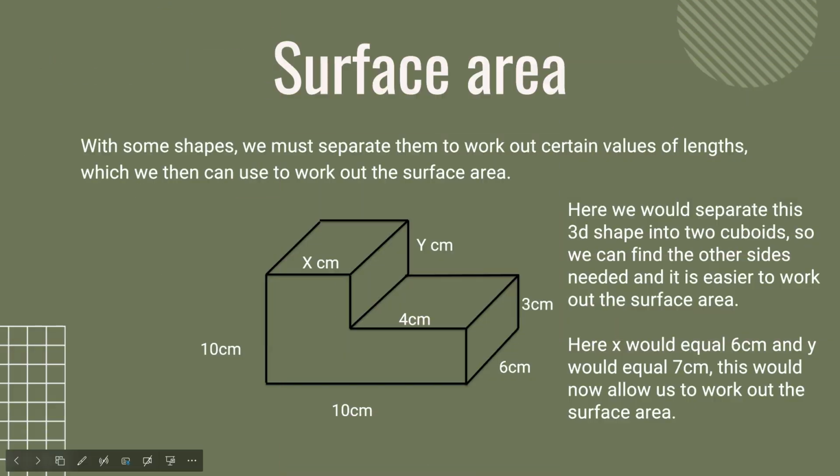With some shapes, we must separate them to work out certain values of lengths, which we then use to work out the surface area. Here, we will separate this 3D shape into 2 cuboids, so we can find the other sides needed, and it's now easier to work out the surface area. Here, I draw a line down the middle of this prism. So here, x would equal 6, and y would equal 7, because 10 minus 4 equals 6, and 10 minus 3 equals 7. This will now allow us to work out the surface area of the prism.